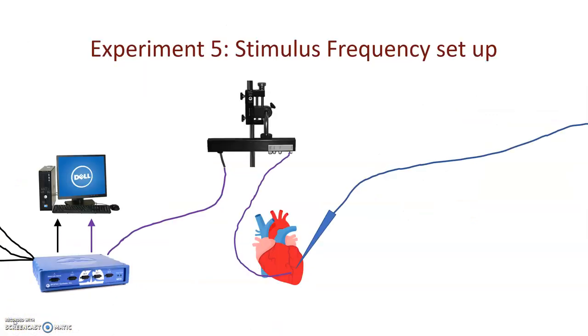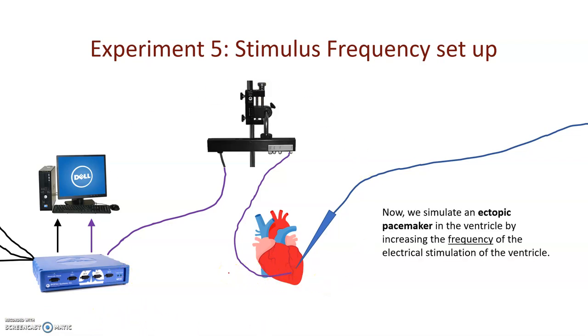So moving on to experiment 5, what we're going to be doing is measuring the effect of changing the frequency of stimulus on the heart. So we won't be changing the setup from experiment 4 at all, except instead of creating a single stimulus, we will be generating a frequency of stimuli, and we will attempt to move those stimuli closer and closer together to see how they affect the contraction of the heart.